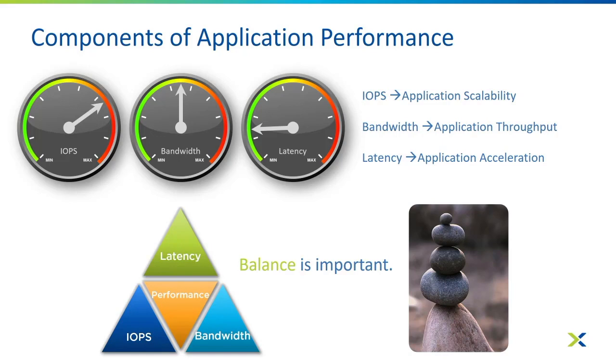the event of failures. I like to explain it by looking at the components of application performance. So there's various websites that will describe this. Basically, they all talk about three main components: IOPS, affecting application scalability; the bandwidth, affecting the application throughput; and then latency, which ultimately affects the application acceleration. Obviously, a balance of all those three is important, but that being said, those are the three main components when it comes to application performance.